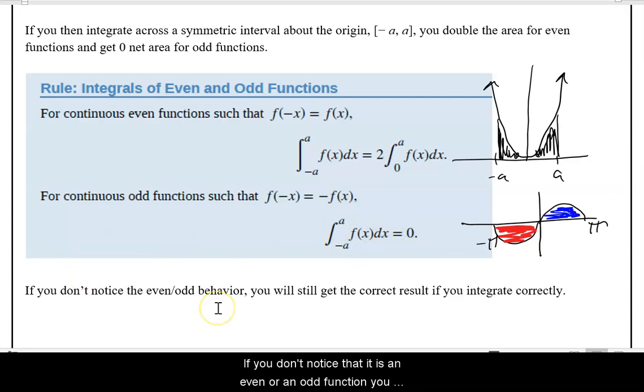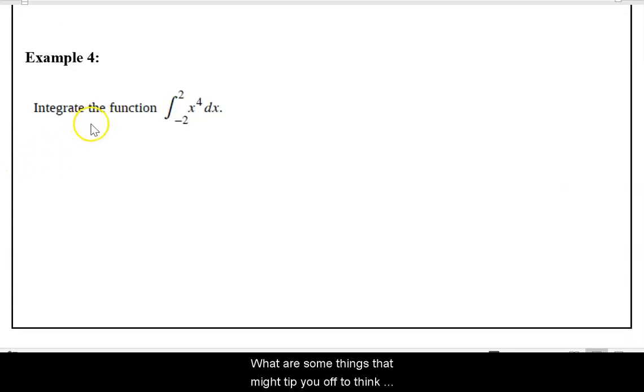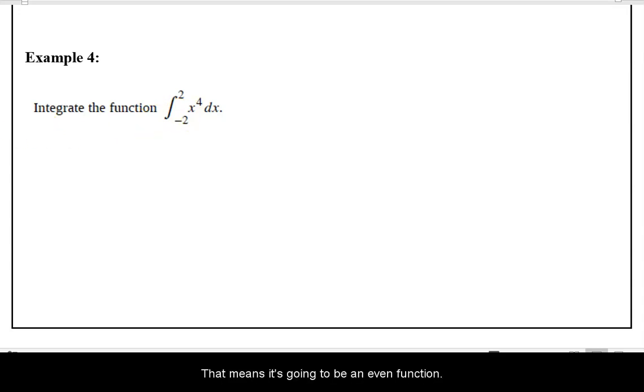If you don't notice that it is an even or an odd function, you will still get the correct answer as long as you integrate properly. So don't worry too much if you miss this at first. What are some things that might tip you off to think about even and odd? First, notice that the limits of integration both have the absolute value of 2, but they're opposite in sign. Second, notice that the integrand, x to the 4th power, is an even power. That means it's going to be an even function.